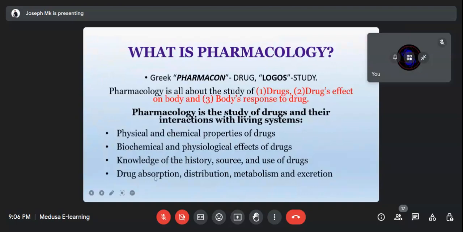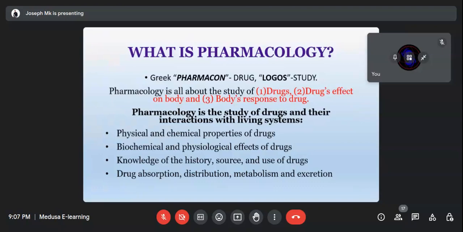They are important. Then drug absorption, distribution, metabolism, and excretion. These ones we need to understand. Once you take a drug, how is the movement of that drug? How is it going to be distributed to the organs and the tissues of the body? Then once its work is done in the body, what happens to the drug?